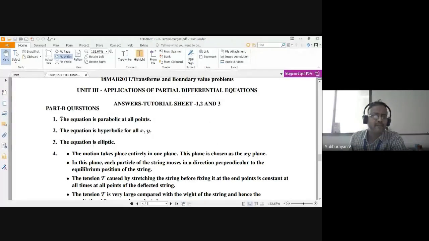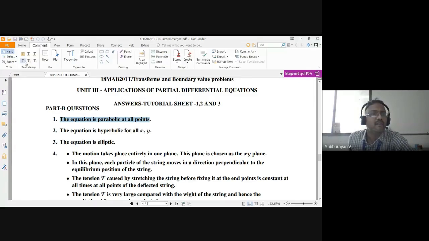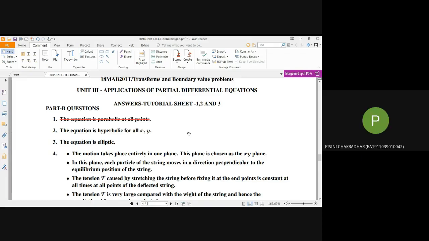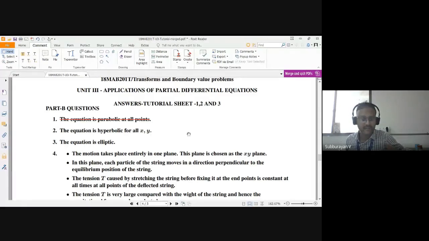As I told you, there are some mistakes here. This is not the correct one. The equation is a parabolic type at all points: this is absolutely wrong, so I strike this out. We wrote three possible cases. If x not equal to 0 and mod y greater than 1, it is a hyperbolic type. If mod y is less than 1, it is elliptical type. If x equal to 0, then it is a parabolic type.